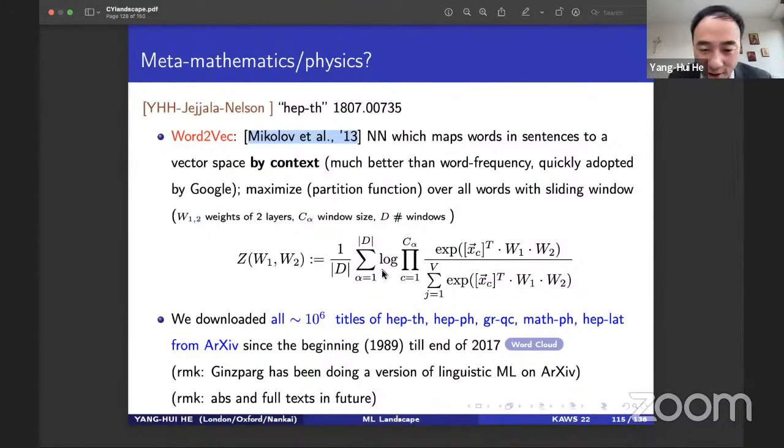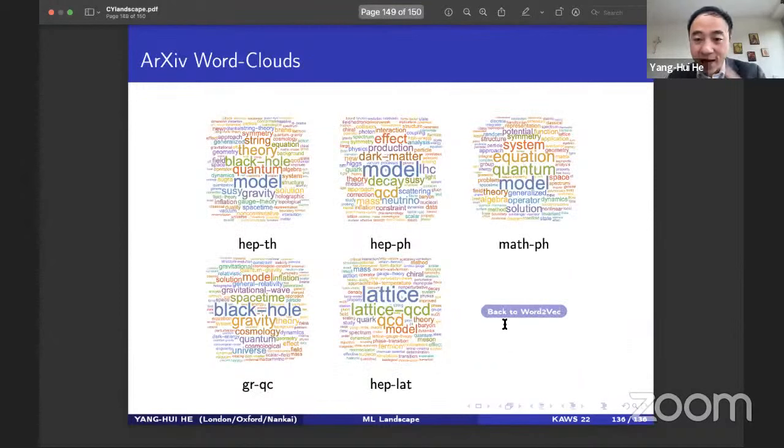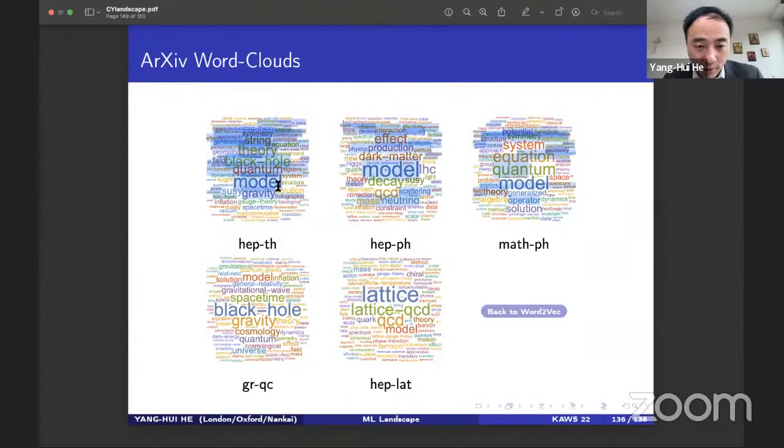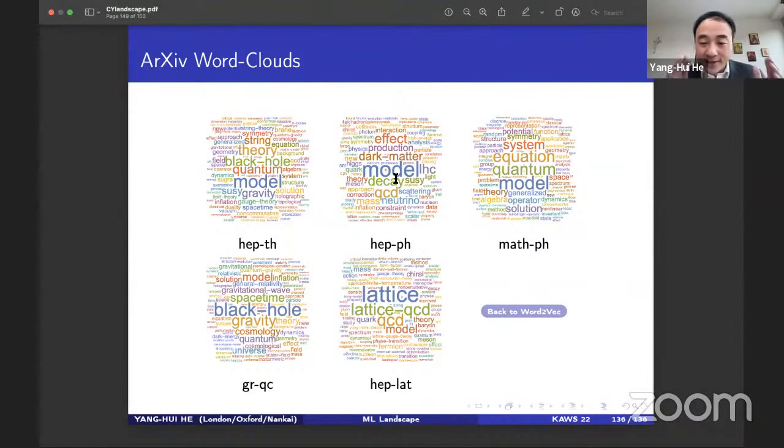So you know this guy's an ex-physicist, right? He's writing on partition functions. He's basically saying, okay, take some sample data. So here is the point cloud data of the most likely occurring words in these 5 different sections. hep-th's most common word is model. hep-ph is also model, so you can't really distinguish it. But is there syntax that distinguishes hep-th from hep-ph?